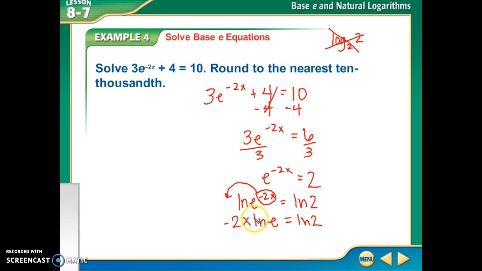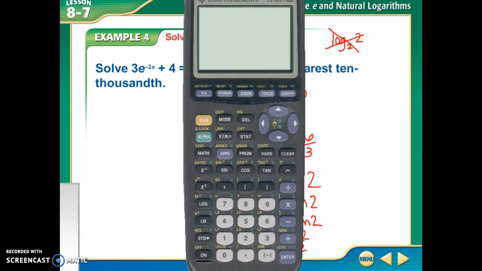Same thing here. So anytime we have natural log of e, it cancels because that's natural log base e of e. So it cancels out to just 1. So I get negative 2x equals natural log of 2. And I actually divide by negative 2. All right, so go into the calculator.